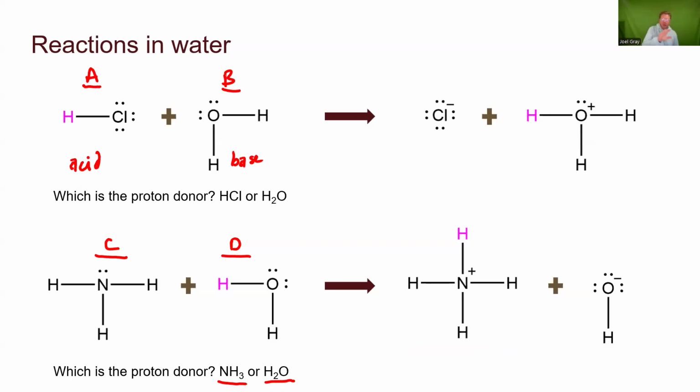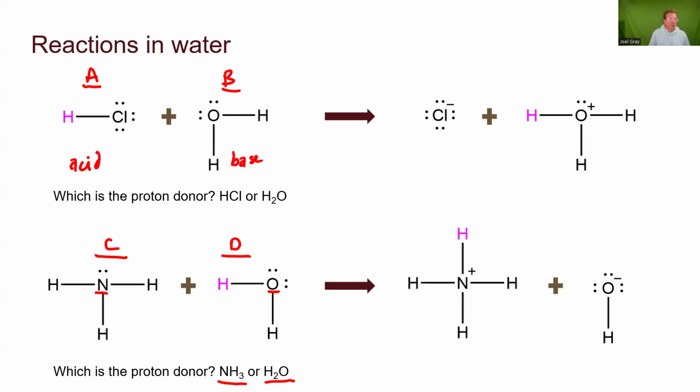And look at the atoms. So we've got NH3, so that's a nitrogen. Then we've got oxygen, those are our central atoms. C is which one of them is donating a proton?